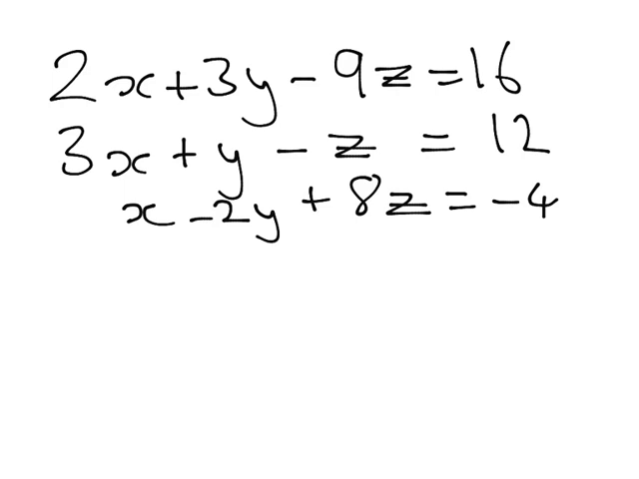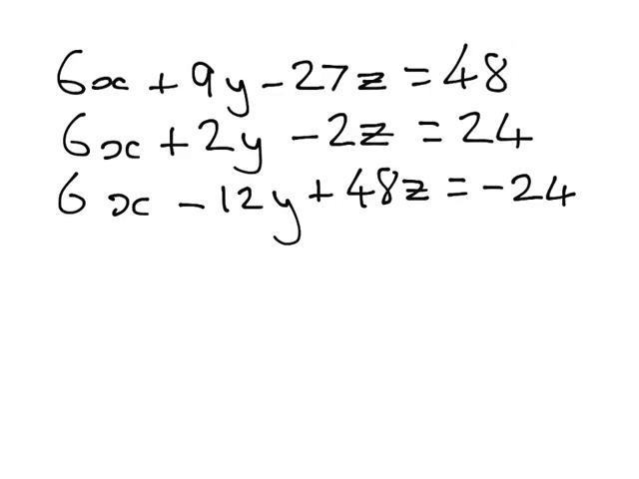So I'm going to look at the x coefficients, which at the moment are 2, 3 and 1. And the lowest common multiple of those is 6. So I'm going to make it so that I've got 6 x's in every equation. So the first equation I'm going to multiply by 3, the second equation by 2, and the last equation by 6. And that's going to give us these equations here: 6x plus 9y minus 27z, and so on.